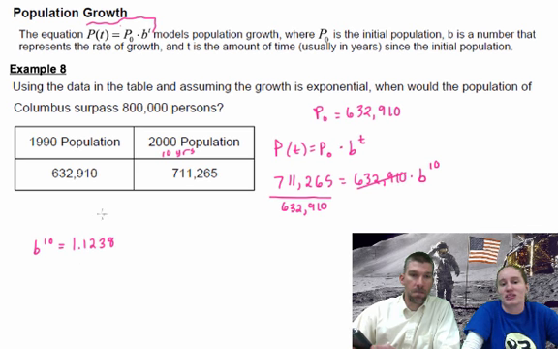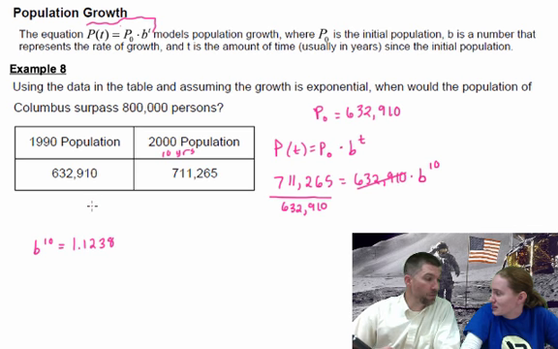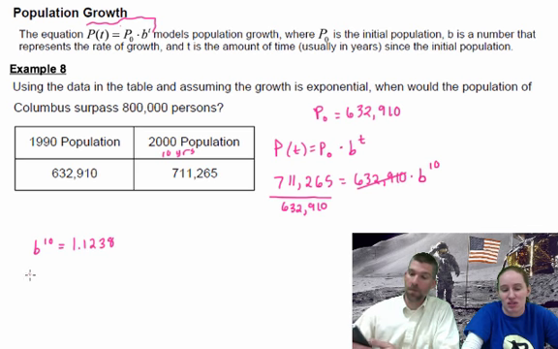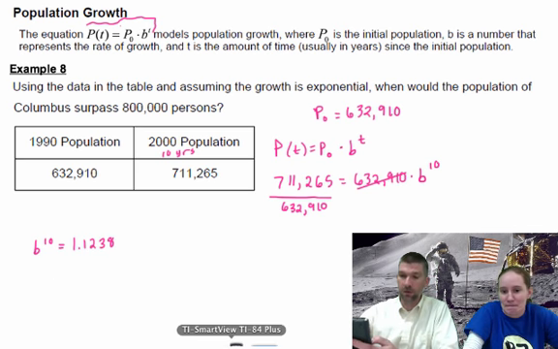So how do we finish solving this? Gosh, here's what I would do. I would graph B to the 10th. Really? Mm-hmm. And then I would graph 1.1238. And then I would see where they intersected. Okay. What do you think? Okay. So let me just do that real quick.